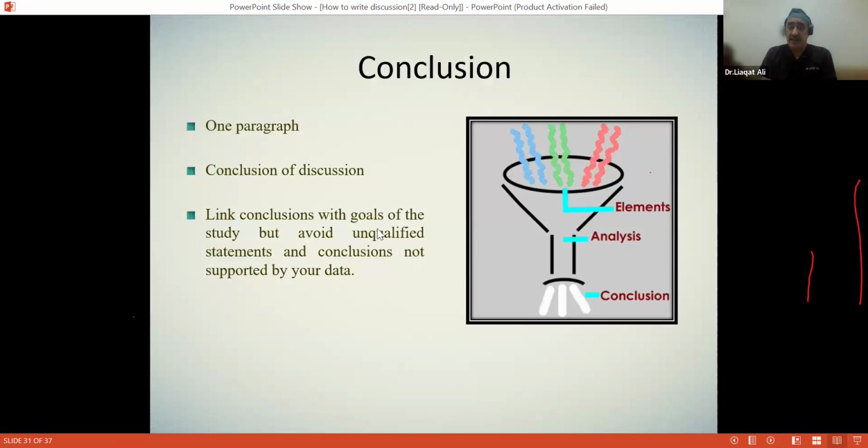Conclusion should be one paragraph, and conclusion is basically the conclusion of the discussion. It is not the conclusion of the whole paper. It is the conclusion of the discussion. So link conclusion with the goals of the study, but avoid unqualified statements and conclusions not supported by the data. Next, please.